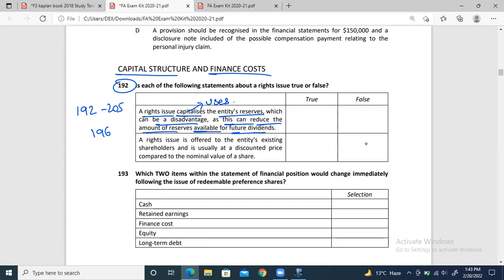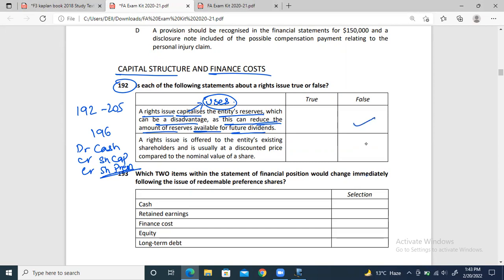But right issue, yes, it is given at a big discount, but it's increasing. The share premium is also increasing. Yes, there is a lot less share premium, but still both things are increasing. What entry do we make? Debit cash, credit share capital, and credit share premium. So you can see all the things are increasing. Nothing is being used over here. Nothing is being capitalized. So we cannot say that this will reduce the amount of reserves for future dividends, because it's increasing the share premium. And in return, it will increase the retained earnings, right? So this is completely wrong.